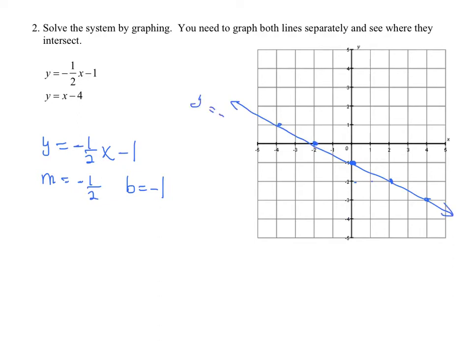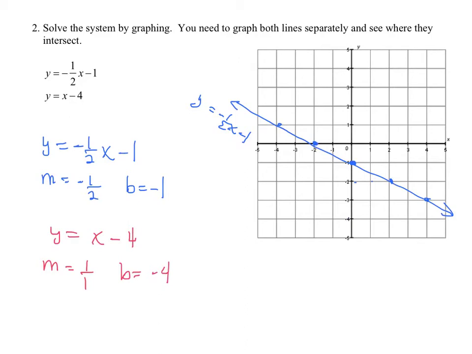Y is equal to -1/2 x minus 1. Now let's graph the next line in red. This is also beautiful because I'm already in slope-intercept form. The slope is 1/1. The y-intercept is -4.